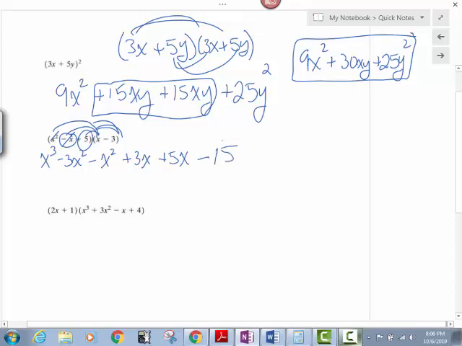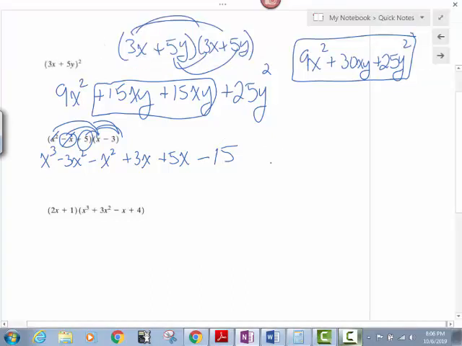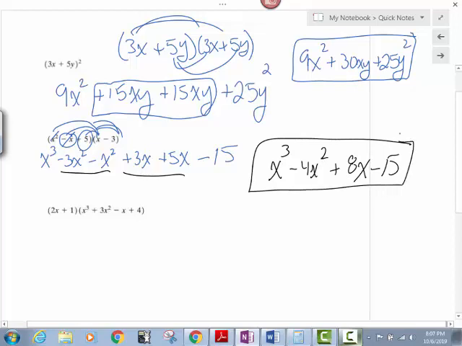Okay. Guys, if we did this right, and I believe we did, it's going to be easy to combine our like terms. So let's take a look here. X to the third. Negative 3x squared minus another x squared would be a negative 4x squared. Plus 3x and plus 5x would be a plus 8x. And then minus our 15, right? Okay, good.